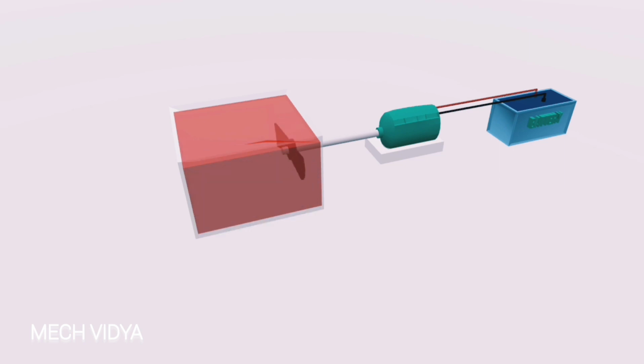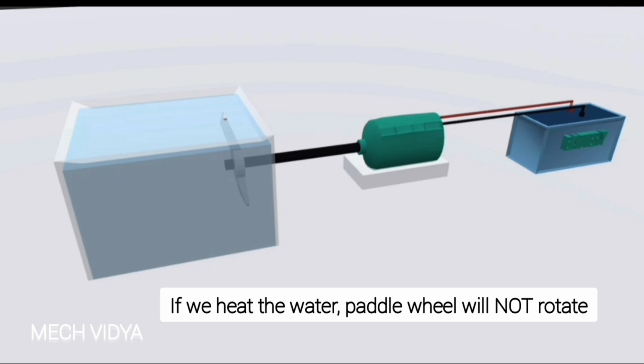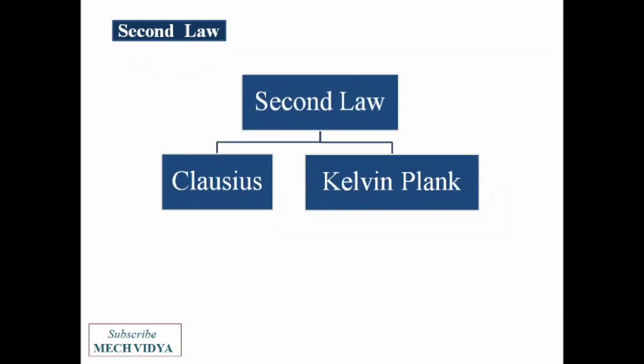This is a case of conversion of work into heat. But in the reverse case, if I supply heat to the water, the paddle wheel will never start to rotate. That is, heat to work conversion is not possible. Naturally. Now, the second law of thermodynamics can be expressed in two different important statements.